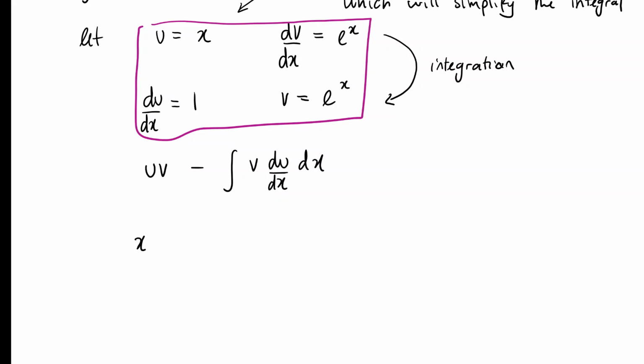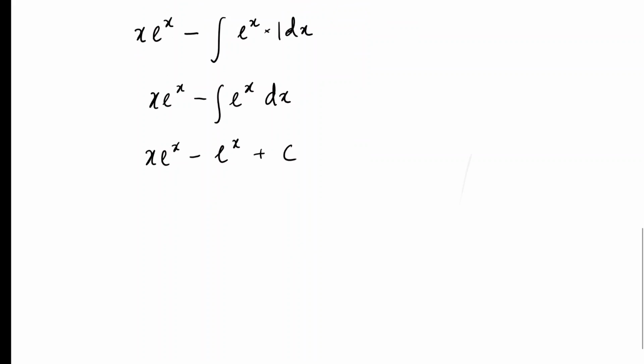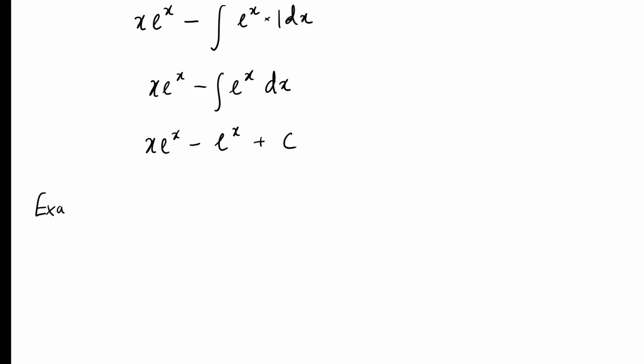u is x, v is e to the power of x, minus the integral of v, which is e to the power of x, times du dx, which I'll write here, is 1, and then dx at the end. Simplifying a small amount, we don't need to write times 1, and then this is easier to integrate than the original integral, the one we started with, plus c. That's the integral of x times e to the power of x. Do a second example.